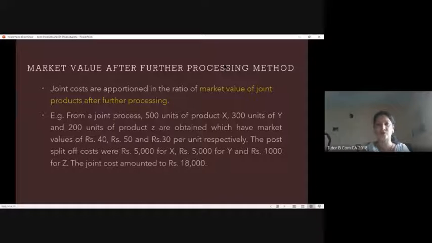So today we discussed two methods. One is market value method. Second one is market value after processing method. The thing which you have to remember is, yes, there is a processing cost that needs to be adjusted before the cost of joint product needs to be apportioned. That's the only thing which you have to remember.